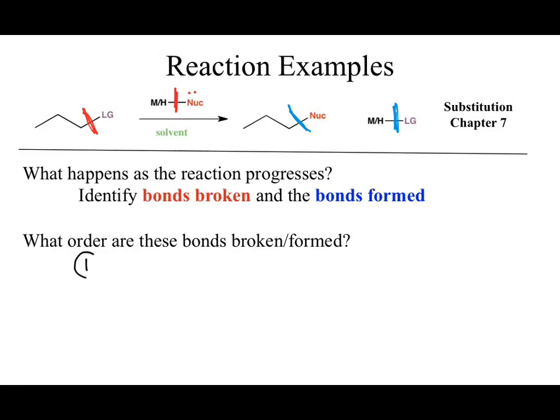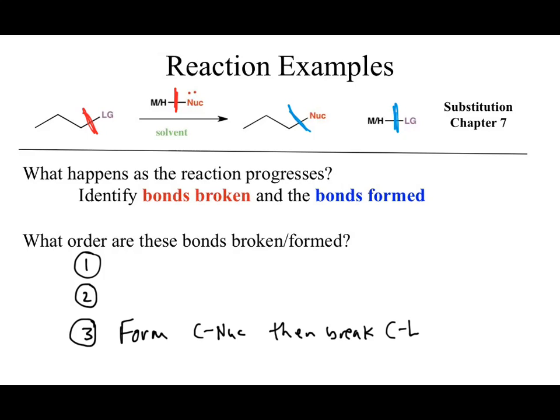I'm going to tell you that there are 3 possible ways that this could happen. I'm going to take it a step further. I'm going to tell you what way number 3 is as a possibility, and then you guys can help me figure out the other 2 methods. I'm going to go ahead and form my carbon nuc bond first, and then break, was it a carbon LG bond? That was just fun to say.